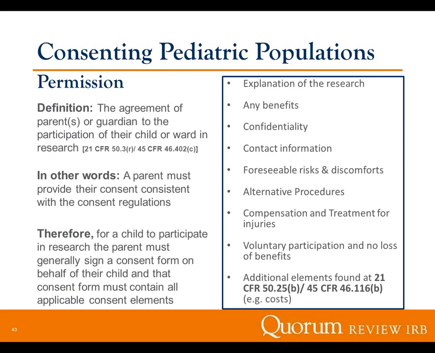So that means the consent form should include an explanation of the research, any benefits from the research, how confidentiality of information is going to be protected, contact information, who to contact in case of injury or who to contact in case of questions about the research, if there are any foreseeable risks and discomforts, if there are any alternative procedures that are available, compensation and treatment for injuries if the research is more than minimal risk, and explain that the research that the child will be participating in is completely voluntary, and if the child chooses not to be in the research or if the parent will not consent their child in the research, there will be no loss of benefits. Also, if the child decides to withdraw from the research or the parent wants to withdraw their child from the research, there will also be no loss of benefits.